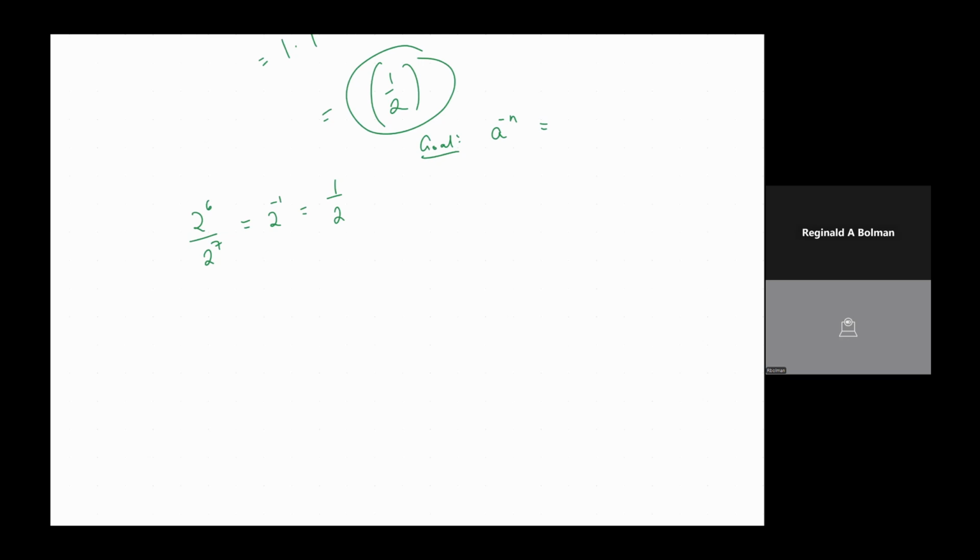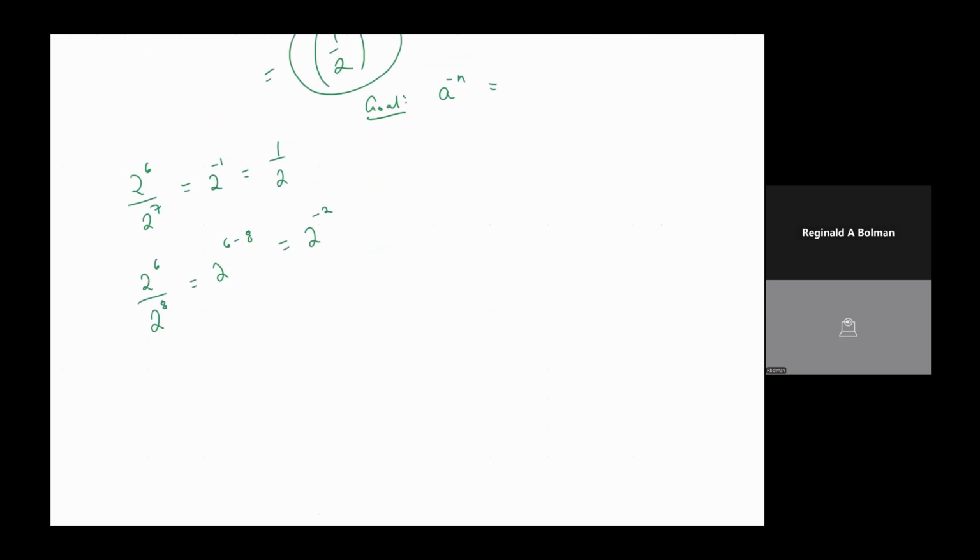So, okay, now we'll take 2 to the 6th. We're going to divide it by 2 to the 8th. By the fraction subtraction rule, we know that we need to take the top exponent, which is 6, and subtract it from the bottom exponent, which is 8. So we'll have 2 raised to the 6 minus 8, or 2 to the negative 2.